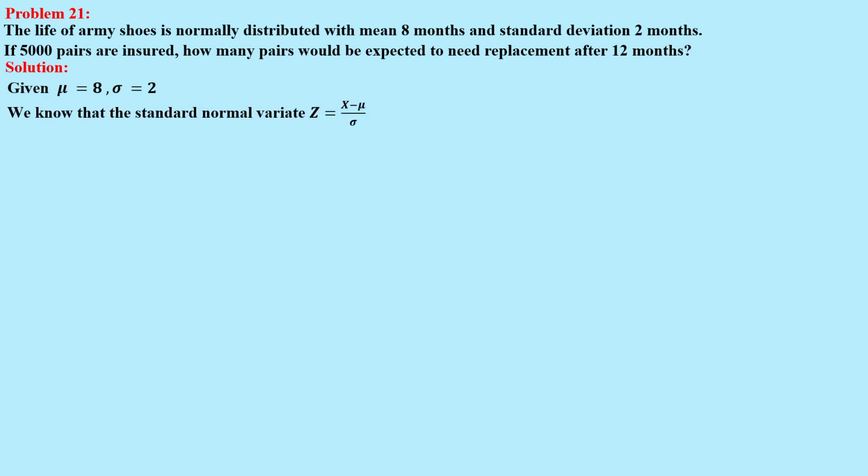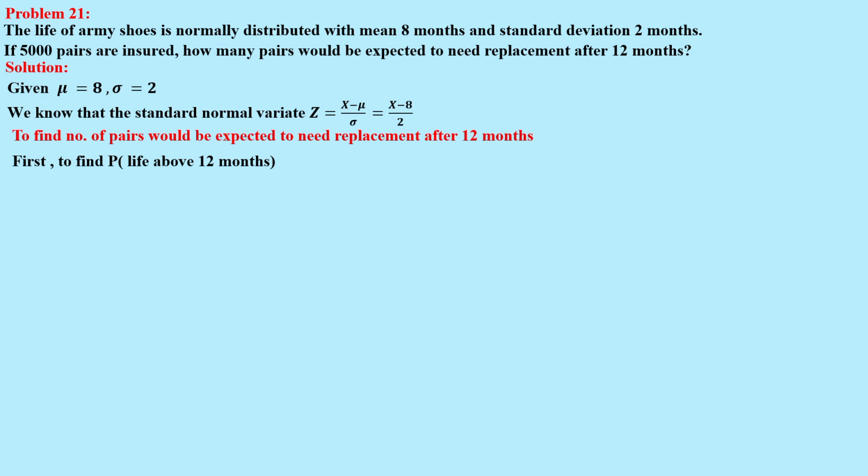So standard normal variate z is equal to x minus mu by sigma, so x minus 8 by 2. To find the number of pairs expected to need replacement after 12 months, we need to find the probability of life of shoes above 12 months. Life of shoes means x, so probability of x greater than 12.